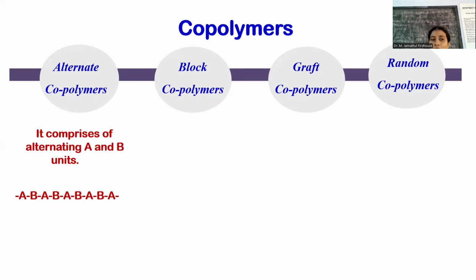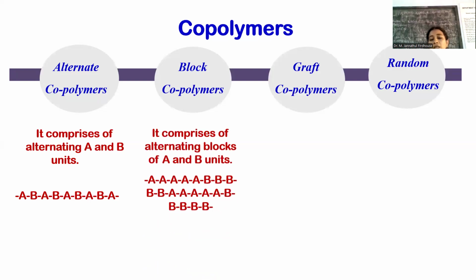In alternate copolymers, if you take monomers A and B, the chain is comprised of alternate A and B units. So it is classified as alternate copolymers. Whereas in block copolymers, if you take two different monomers A and B, it comprises alternating blocks of A and B. If you look at this example, a block of A is in one monomer and a block of B is in another monomer. So this type we call block copolymers.